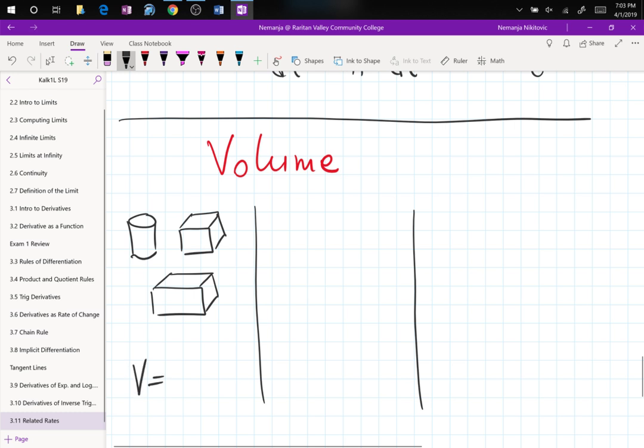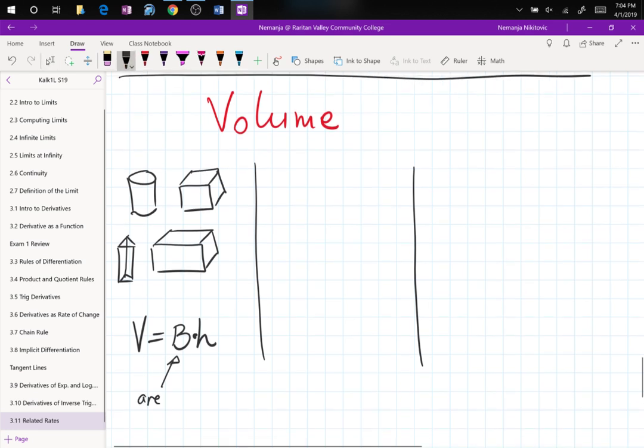The volume for this is the area of the base. So any type of a prism. I'm going to draw one more, the one with a triangle, like this. So it's area of the base times the height. So if you know what base you have, whether it's a triangle or a circle or a square, rectangle, whatever you have, and if you're able to calculate that area of the base, then just multiply by height and you are done.